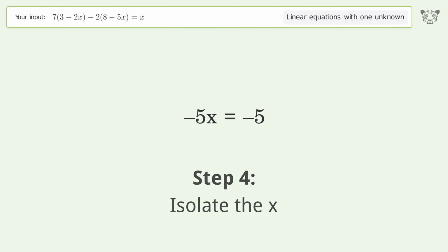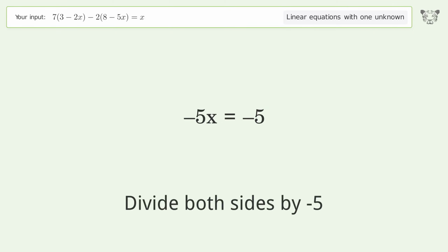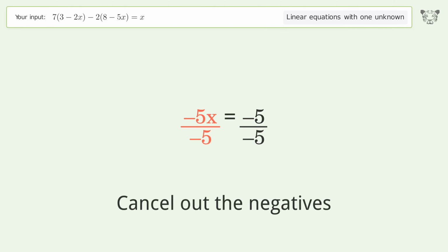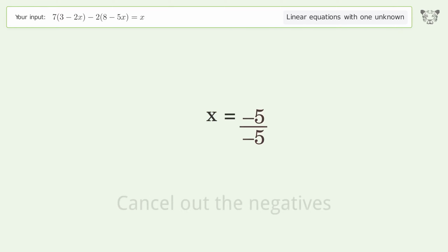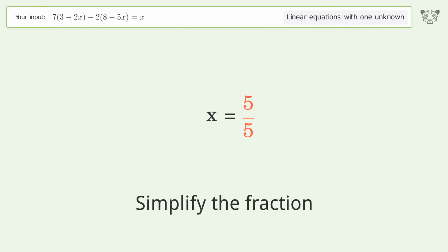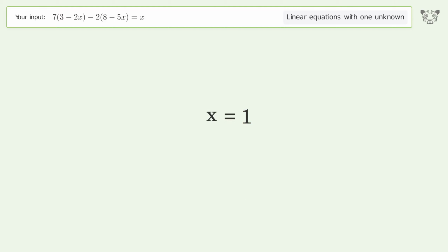Isolate the x. Divide both sides by -5. Cancel out the negatives. Simplify the fraction. Cancel out the negatives. Simplify the fraction. And so the final result is x equals 1.